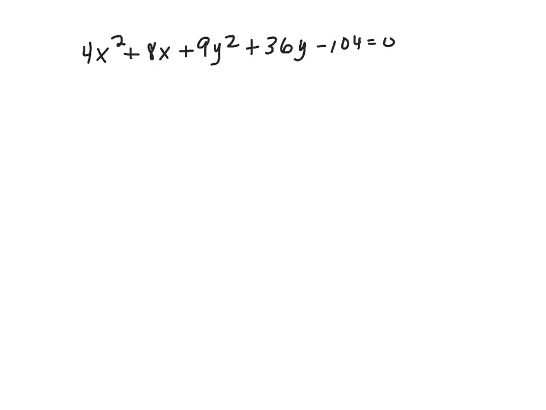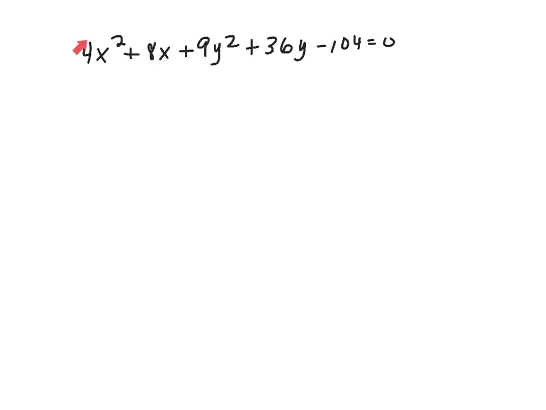Okay, so here is number 5. Number 5 says to put the conic in standard form, identify the center, the vertices, foci, and then you need to graph it. Looking at the equation, I know that I'm going to be graphing an ellipse.